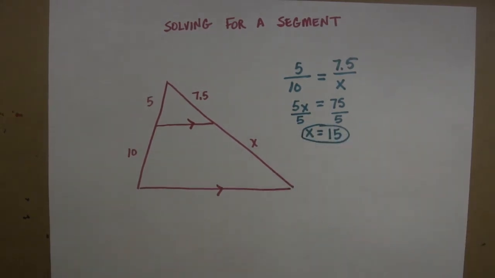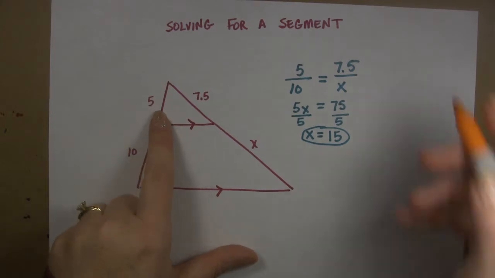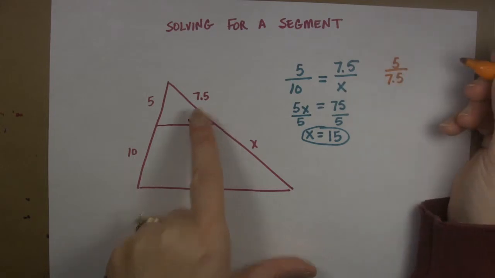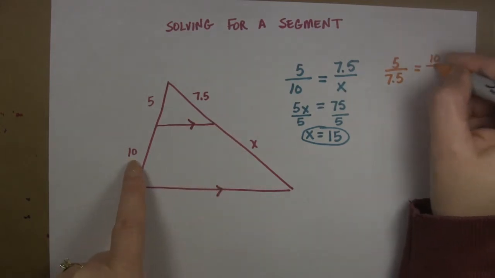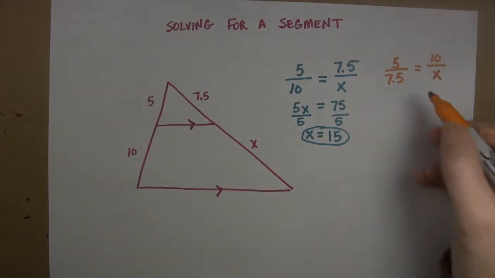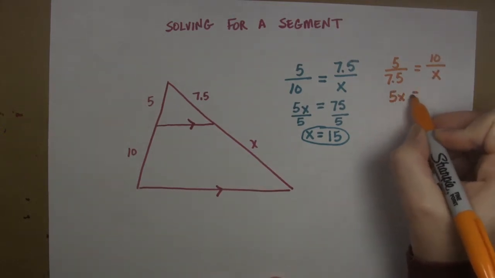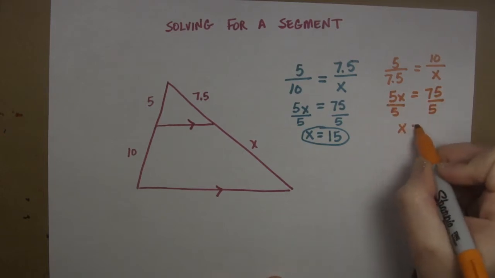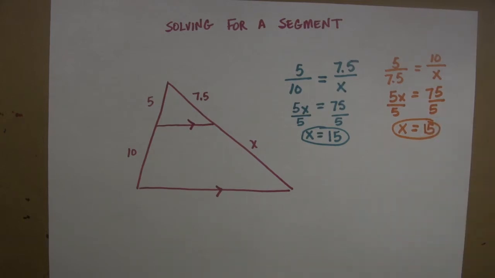So that is one way that I could set up the ratio. I want to show you that you can do it another way though. I could do this small segment on this side divided by this small segment on that side equals this big segment on this side over x. And here I get 5x equals 75. Divide by 5, divide by 5. I still get x equals 15. Okay? So I could do it that way. I could also do it this way.